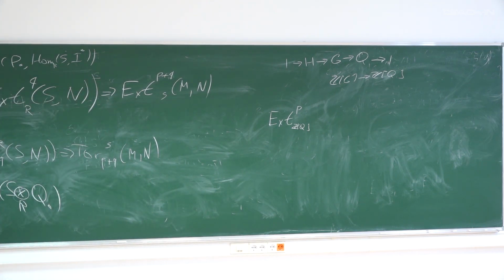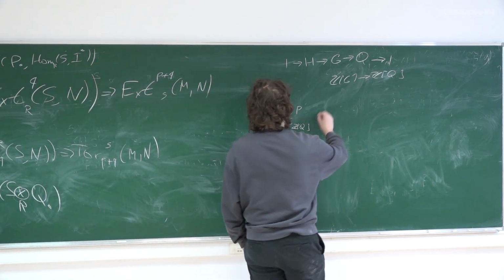M will be equal to Z, and N will be equal to some G module M.